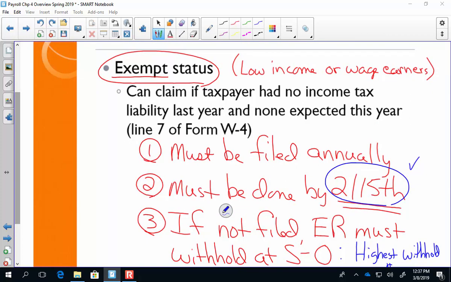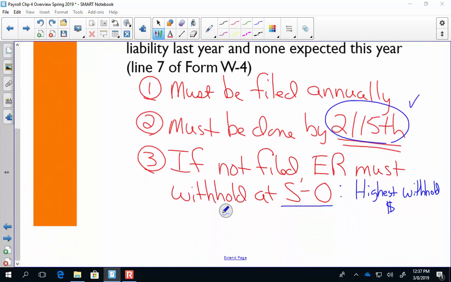It must be filed annually, and it must be done by February 15th. Also know this for the exam: if the form is not filled out, the employer can withhold at the highest rate, which in this case, single with 0 exemptions, is the highest withholding rate that you can have for an employee. So if you want to have a larger refund, you can claim single and 0, and that will withhold the most that you can.